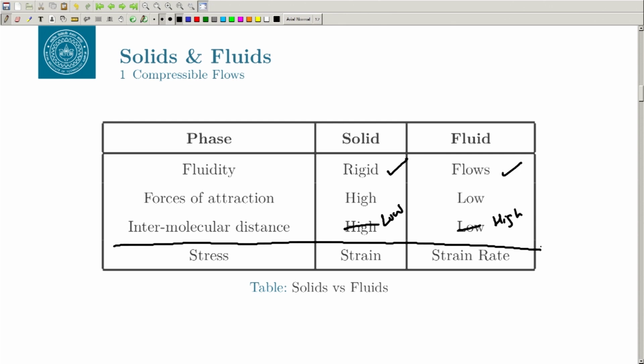One of the major differences between the solid and the fluid, in terms of our discussion for CFD, is how the stress varies.